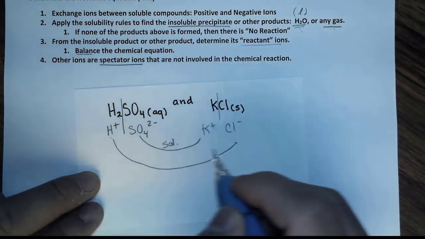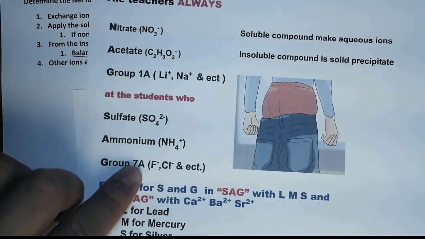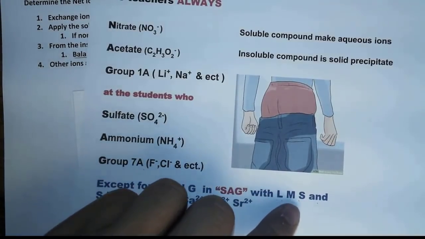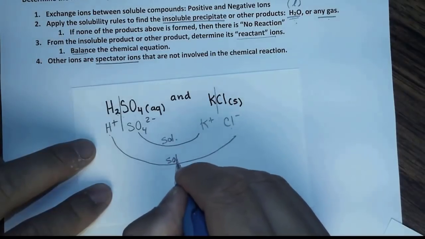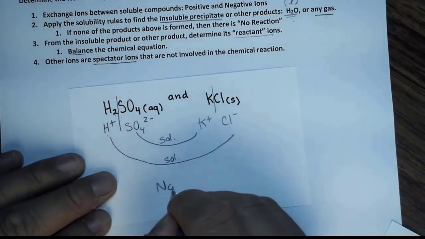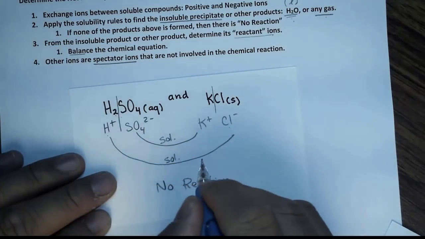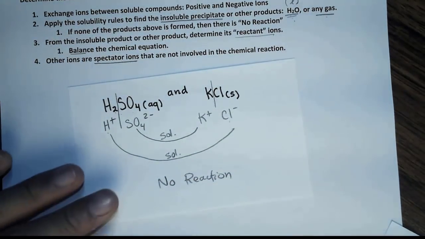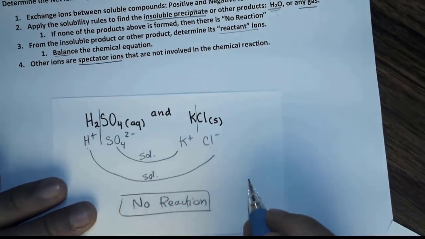And then we have H and Cl. Group 7A is always soluble except with LMS. In this case, it's not with LMS, so it's soluble as well. So what we have here is just a bunch of ions mixed together in water to make a solution. So we have no reaction because they will never form a solid product or precipitate. And so the answer is no reaction.